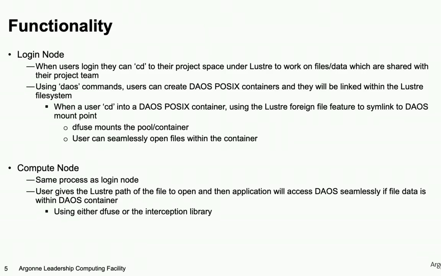Then when a user wants to submit a batch job on the compute node, it's the same process as on a login node. And in your application binary, if you open a file that's in the Lustre path, the application will access the file data from within the DAOS container, either using dfuse or the DAOS interception library. And this will allow our users to use DAOS, but be able to use a normal POSIX Lustre file system and be able to understand the namespace.